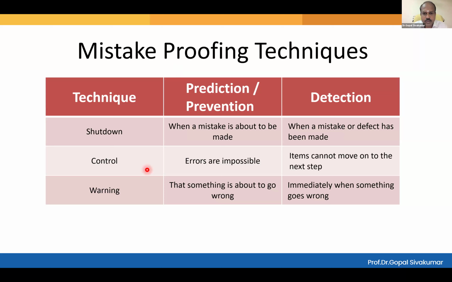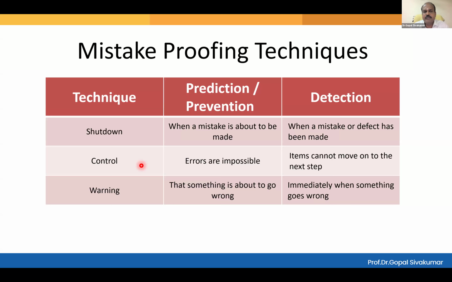Control poka-yoke means it will not allow you to proceed to the next stage. Imagine you are sitting in a car driver seat, but one of the doors is not locked properly. Now you want to start the engine, the car will not allow you to start. You could see these features in all modern cars, isn't it? That's an example of control poka-yoke.